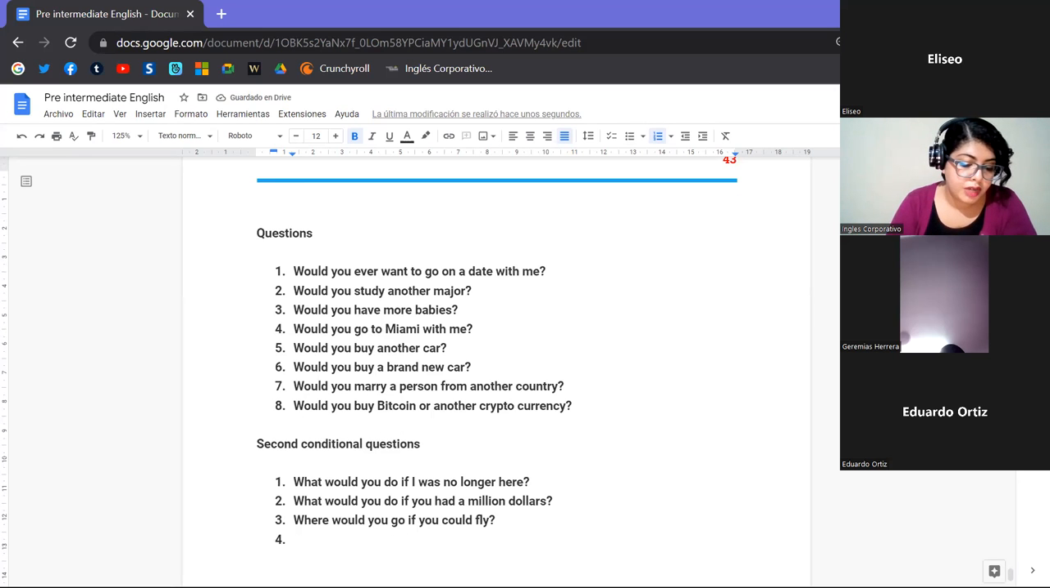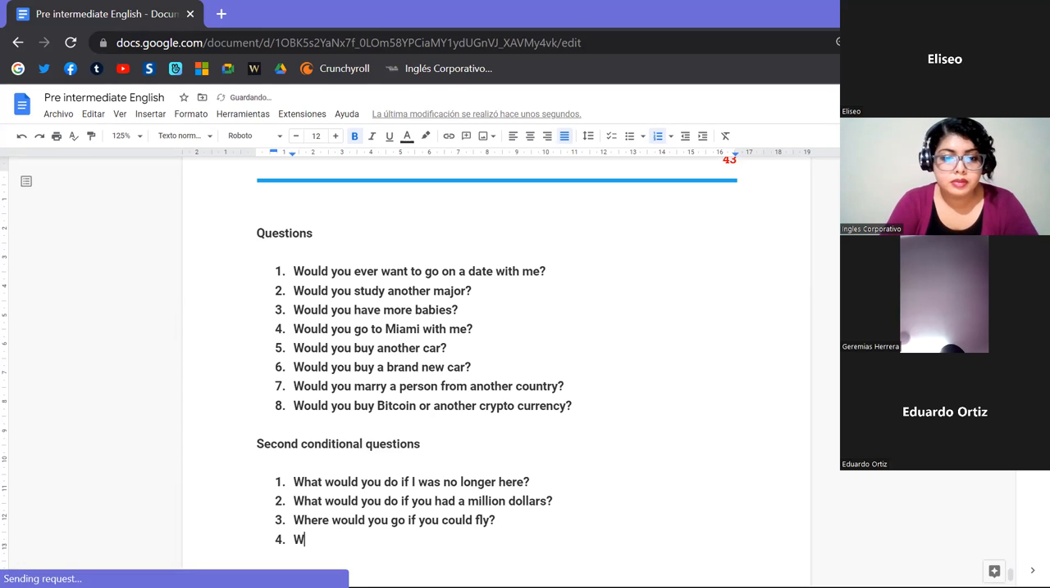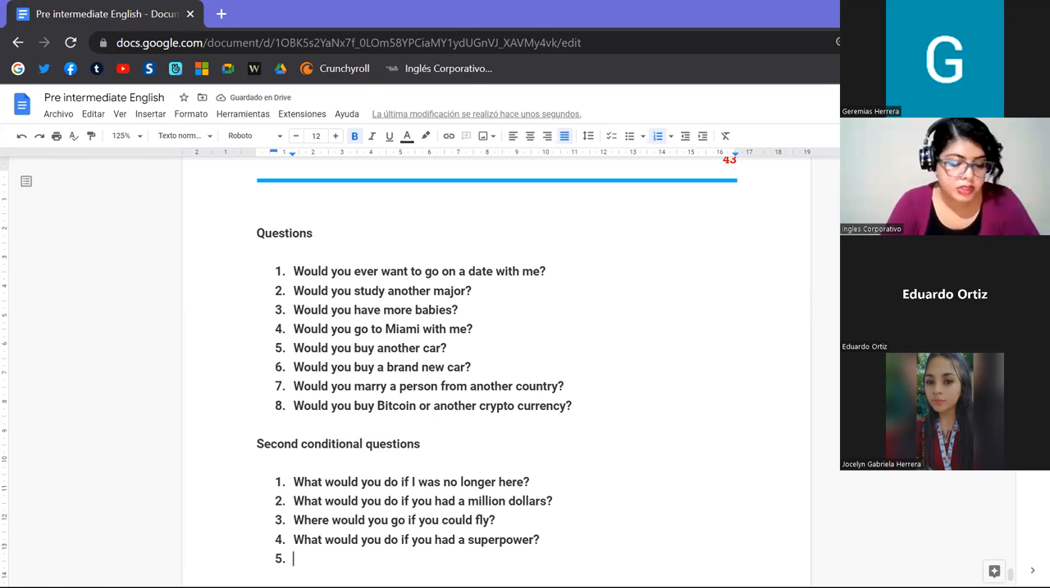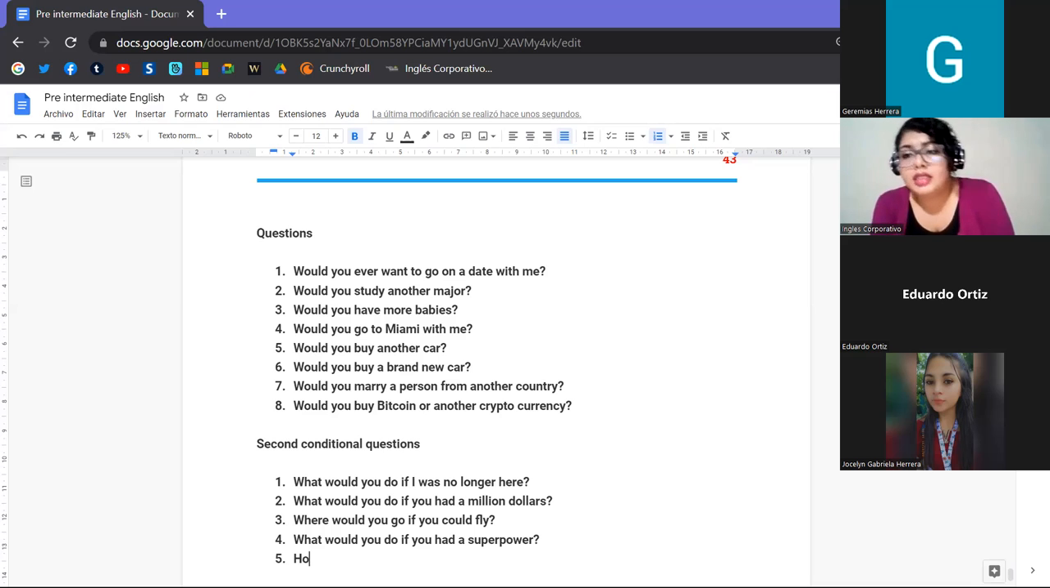Number four, what would you do if you had a superpower? Number five, how would you feel if you had the power to read minds? It would be kind of complicated to read minds because in this time, people are thinking, and we have a lot of things in our minds. It sounds scary, confusing, very tiring to read the minds of the people of this time. So I think it is not a really good superpower.